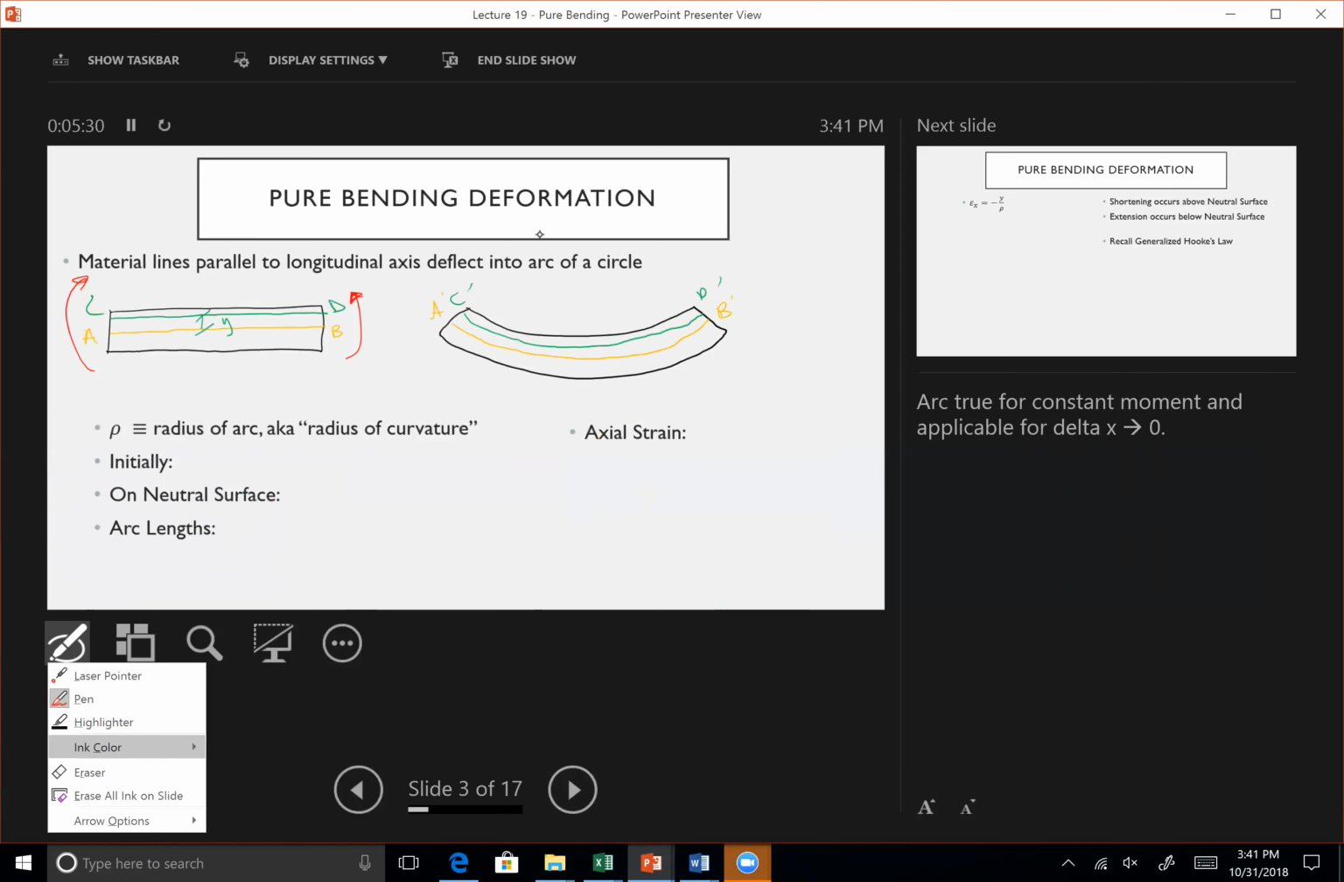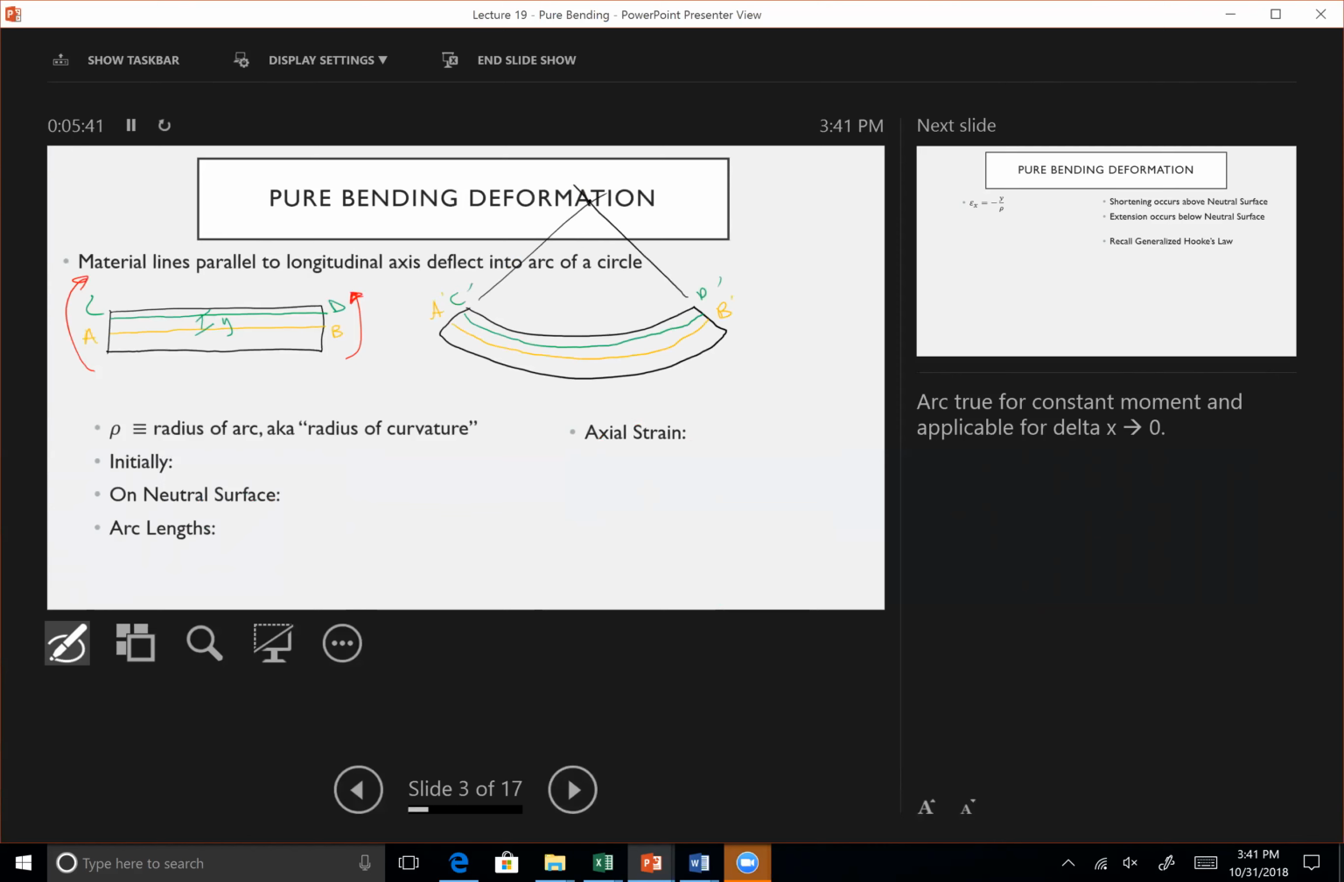And you can see that this is creating a circular, this is a portion of a circle, right? So if we draw those lines, it's going to come back to some center of that circle. Now the measurement to our neutral surface is rho, and the measurement to C prime, D prime is then rho minus y. And initially, the distance AB is equal to the distance CD.